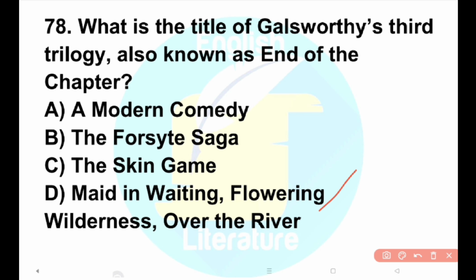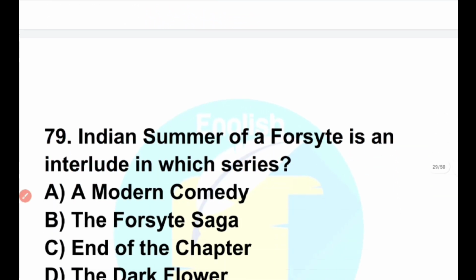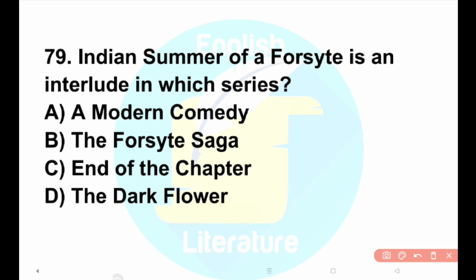Next, Indian Summer of a Forsyte is an interlude in which series? Option B, The Forsyte Saga. Indian Summer of a Forsyte is an interlude between The Man of Property and In Chancery in the Forsyte Saga.